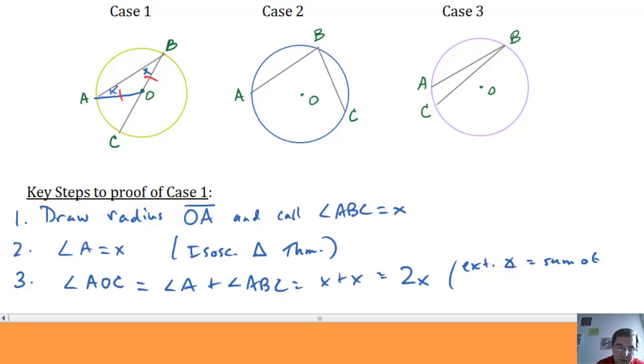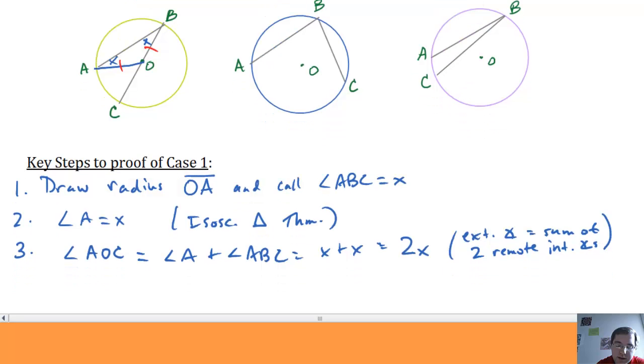That was the theorem we had last semester. Okay, so if angle AOC is 2x, angle AOC is what kind of an angle of that circle? It's a central angle. Very good. And a central angle is equal to the measure of its arc. So arc AC equals 2x.